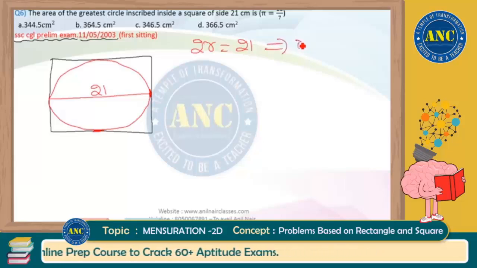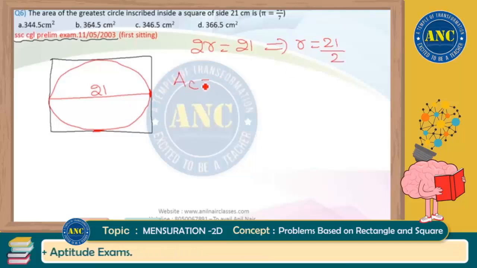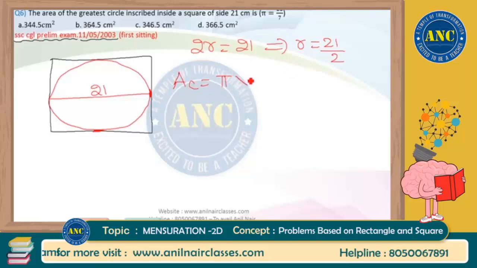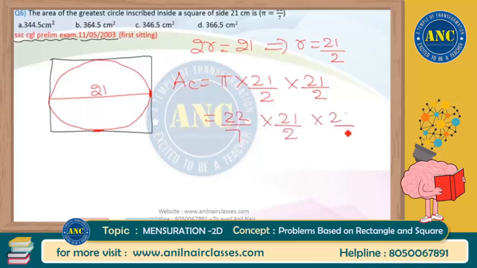R value will be 21 divided by 2. Now, area of circle is what they are asking. That is nothing but pi r square. Pi into 21 by 2 into 21 by 2. So, this is 22 by 7 into 21 by 2 into 21 by 2.